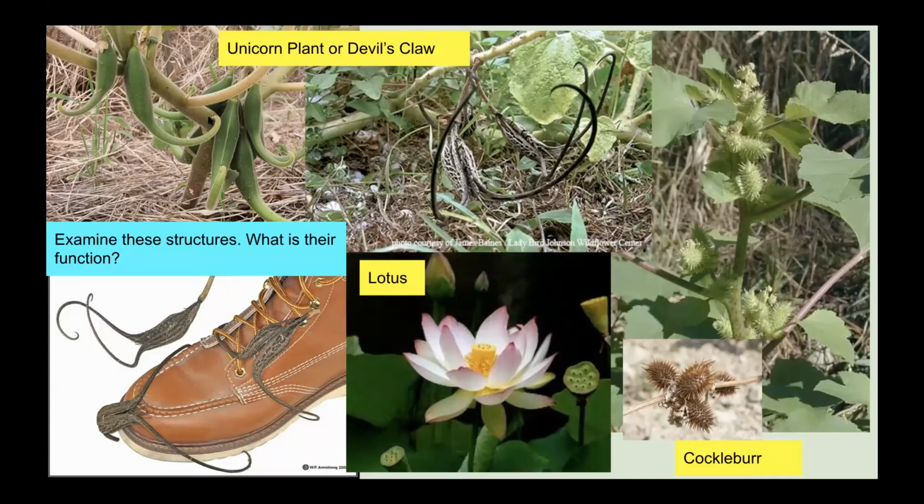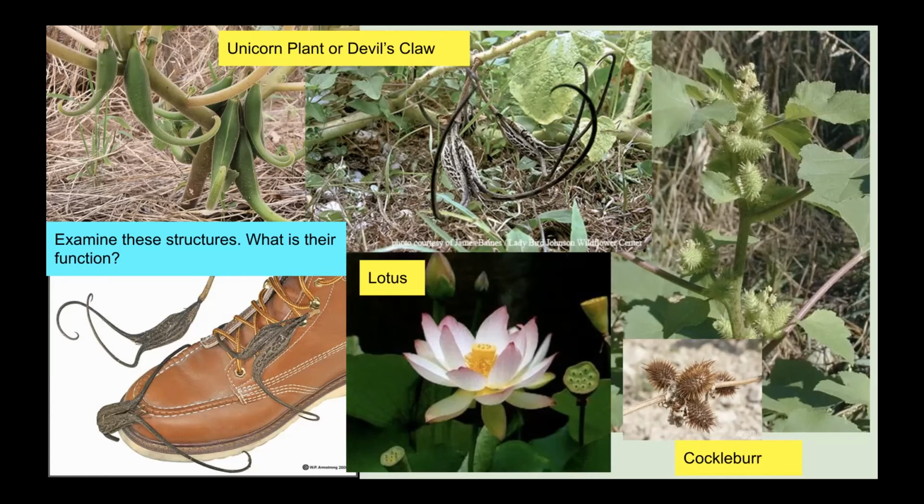So here we have a unicorn plant, and it gets that name because when it's in this stage of its life cycle, it looks like it has kind of like the horn of a unicorn. However, as it goes through its life cycle, that pod will actually dry. And when it dries up, it cracks into 2 pieces and it looks like this.